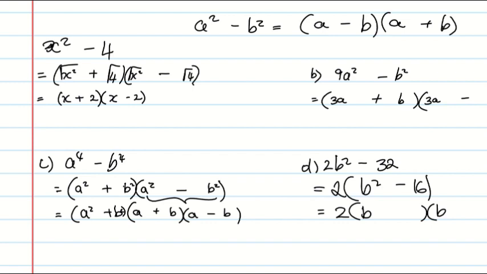8 times 8 is 64. Oh, okay. Don't get confused there. It's the square root. There's a plus sign and there's a minus, and then we're done. The 2 stays outside. Good.